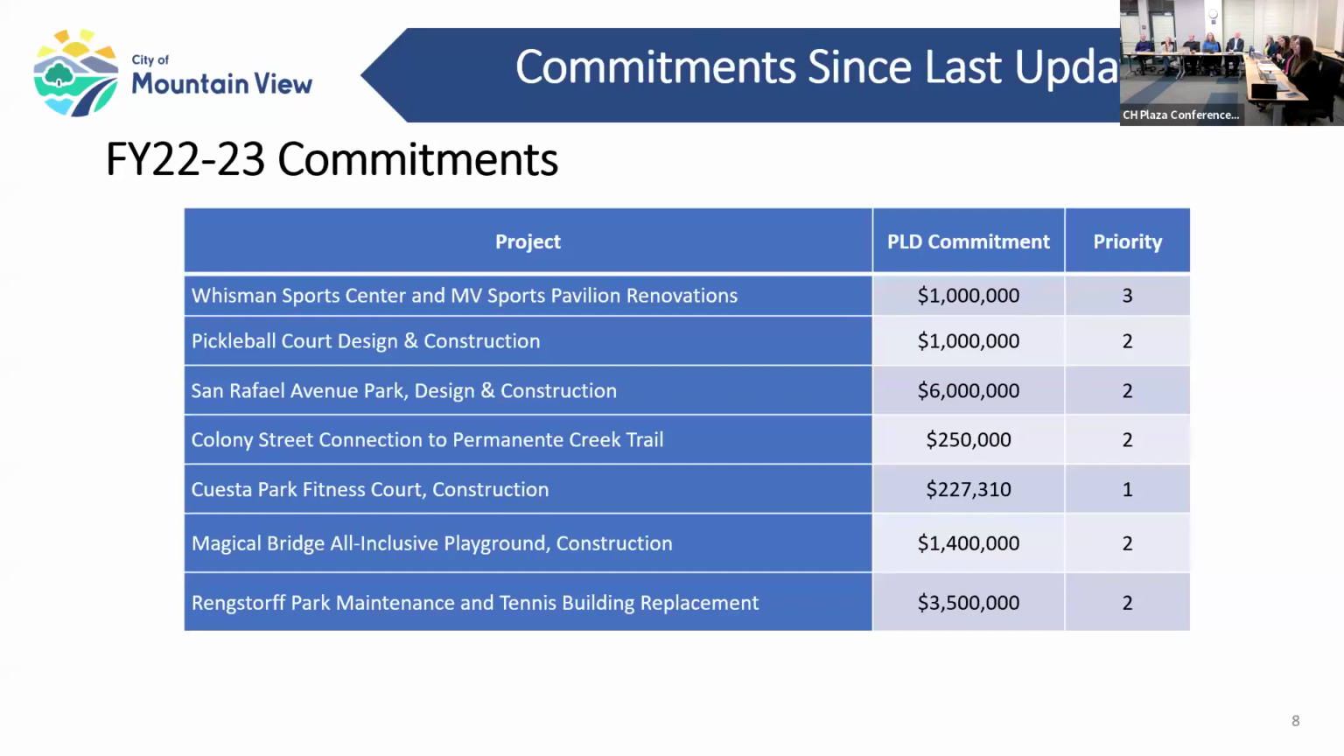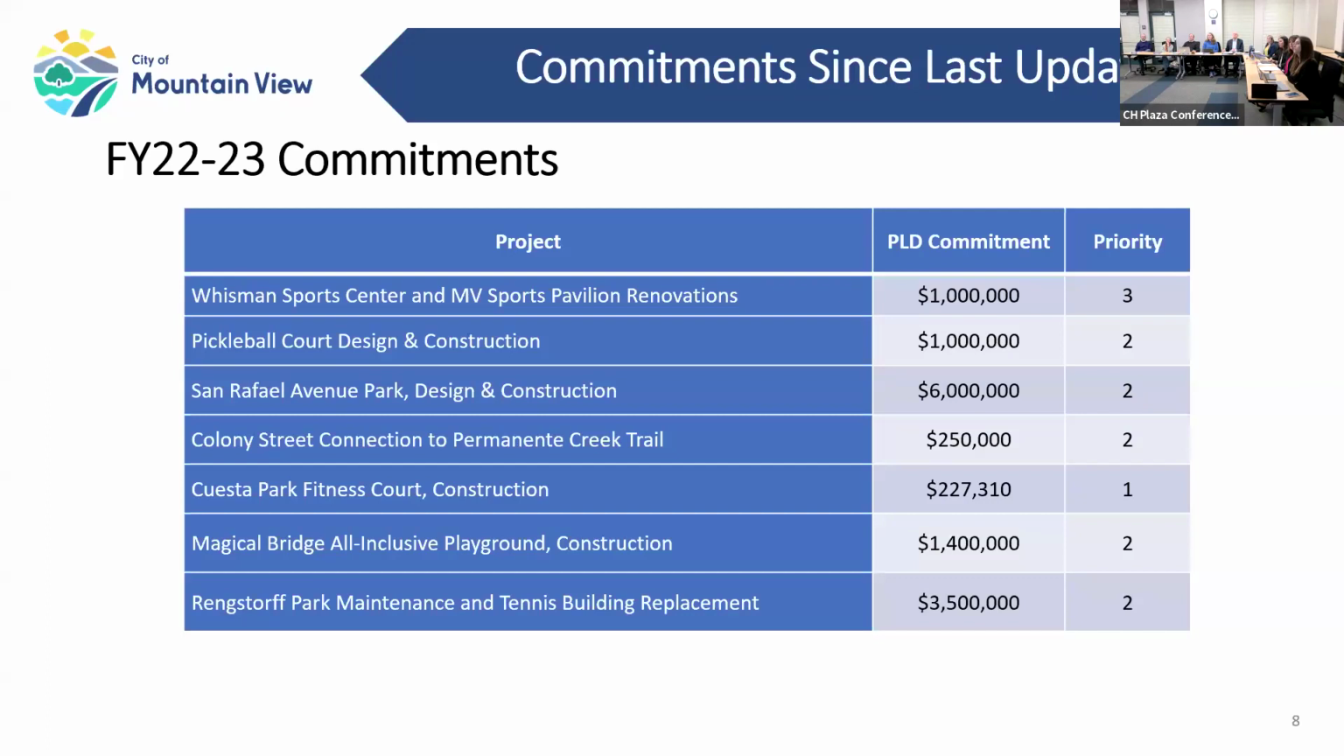And then I wanted to review commitments of fees that have happened since our last update to PRC in May. A few of these were part of the fiscal year 23-24 budget adoption process, and I'll just go through these. The first was $1 million to the Wisman Sports Center and Mountain View Sports Pavilion renovations project. Those were funds for re-roofing, replacing bleachers, and other building elements.